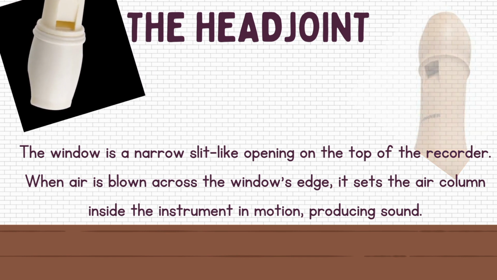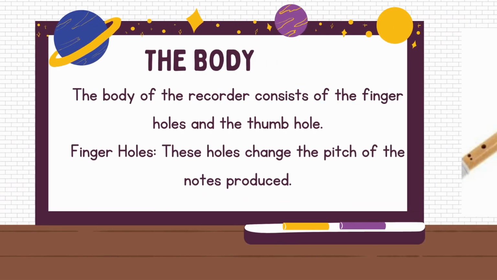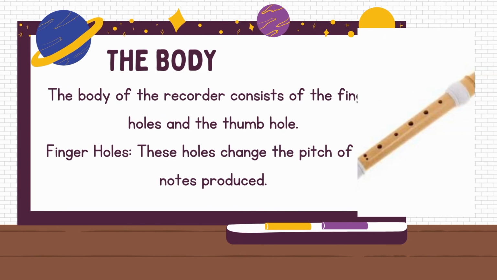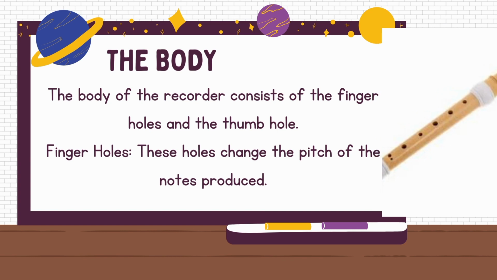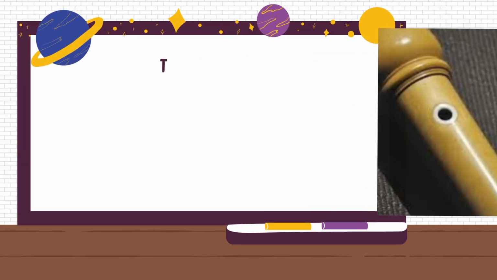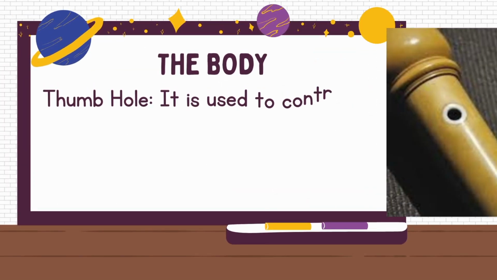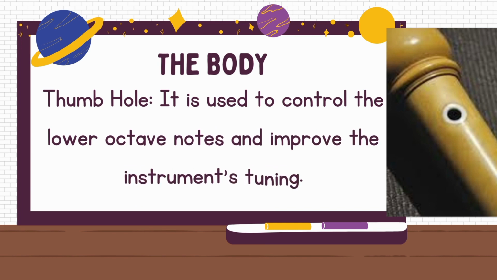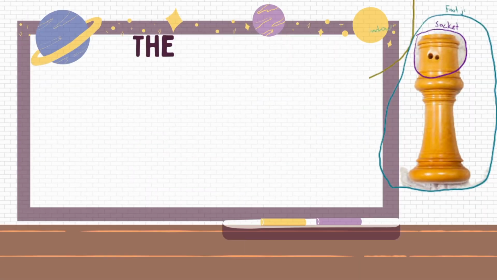Moving on. Now let's talk about the body of the recorder. The body of the recorder consists of the finger holes and the thumb hole. The finger holes, these holes change the pitch of the notes produced, so it is also called tone holes. Alright, the finger holes also called the tone holes, while the thumb hole is the single hole you find at the back of your recorder. It is used to control the lower octave notes and improve the instrument's tuning.